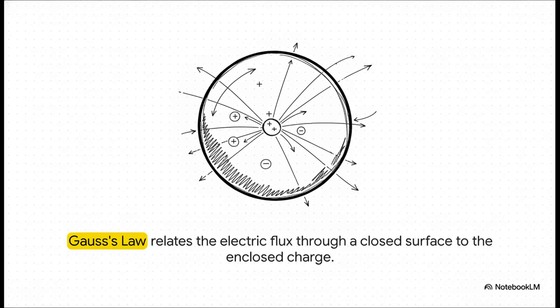And that amazing tool is called Gauss's law. What it says, in a nutshell, is this. If you draw an imaginary bubble around some charges, the total number of electric field lines poking out of that bubble tells you exactly how much charge is trapped inside. It's just a genius way to relate the field to the charges that are creating it.